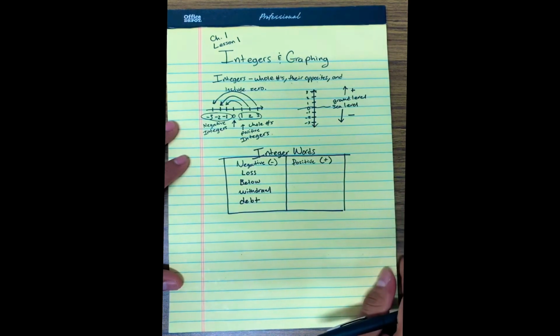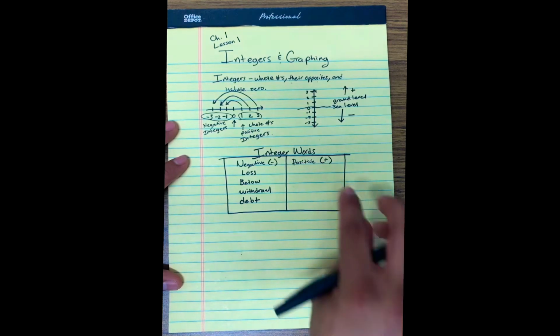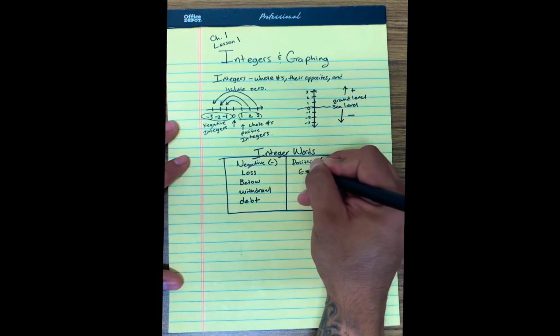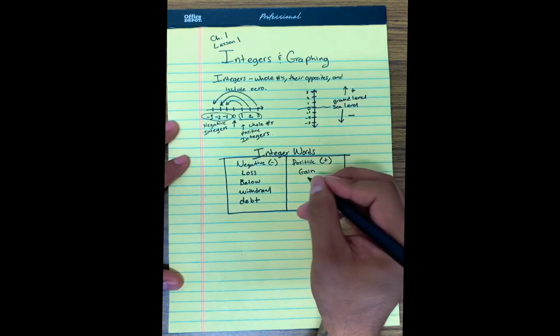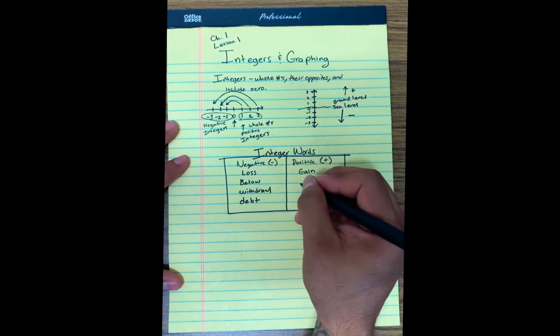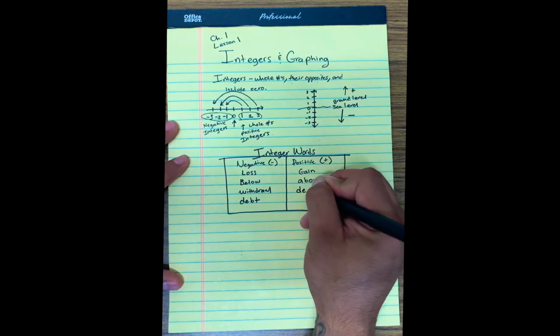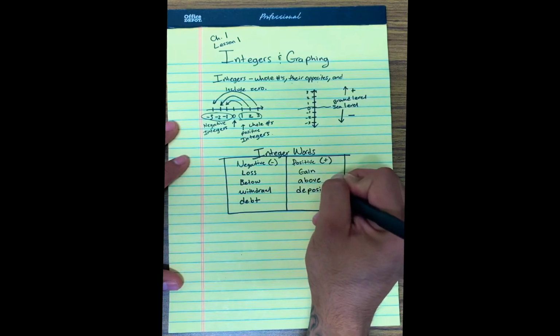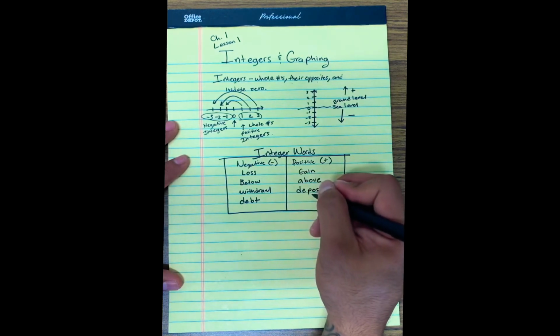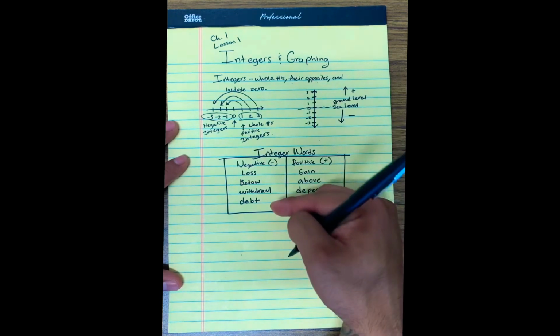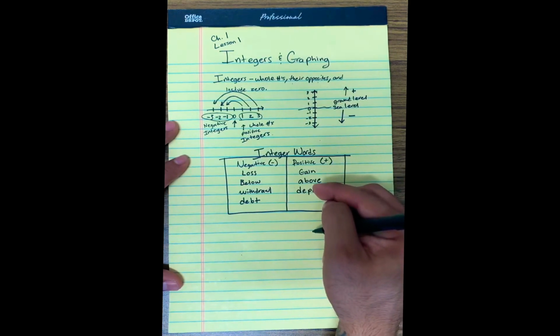and debt. So like what I mean by representing a negative integer is like a loss of 3 pounds. That would be a negative 3. Like below 40 feet below sea level, that would be like a negative 40. Does that make sense? Now, words that can represent positive integers, words like gain, above, deposit.